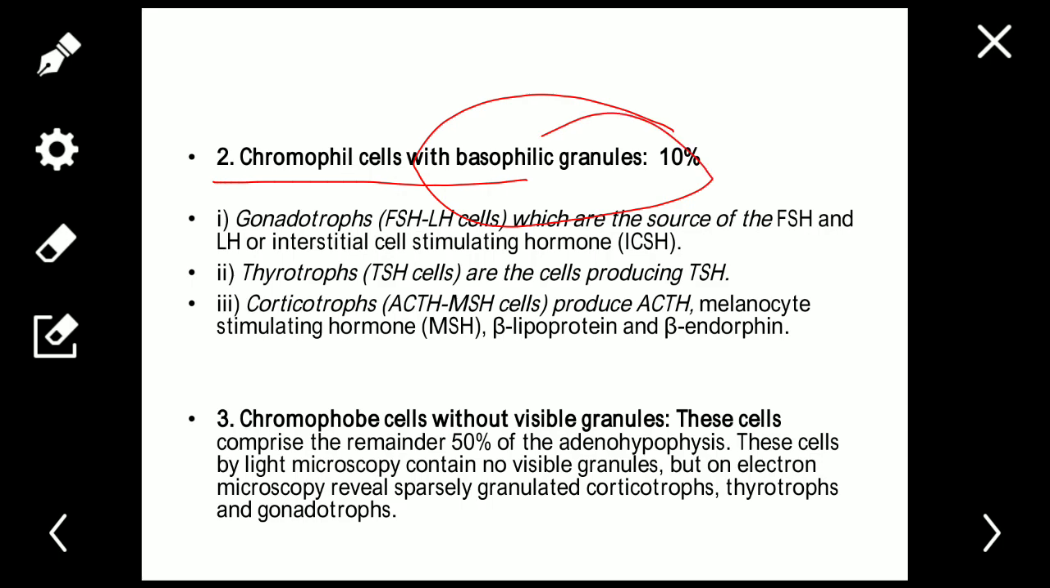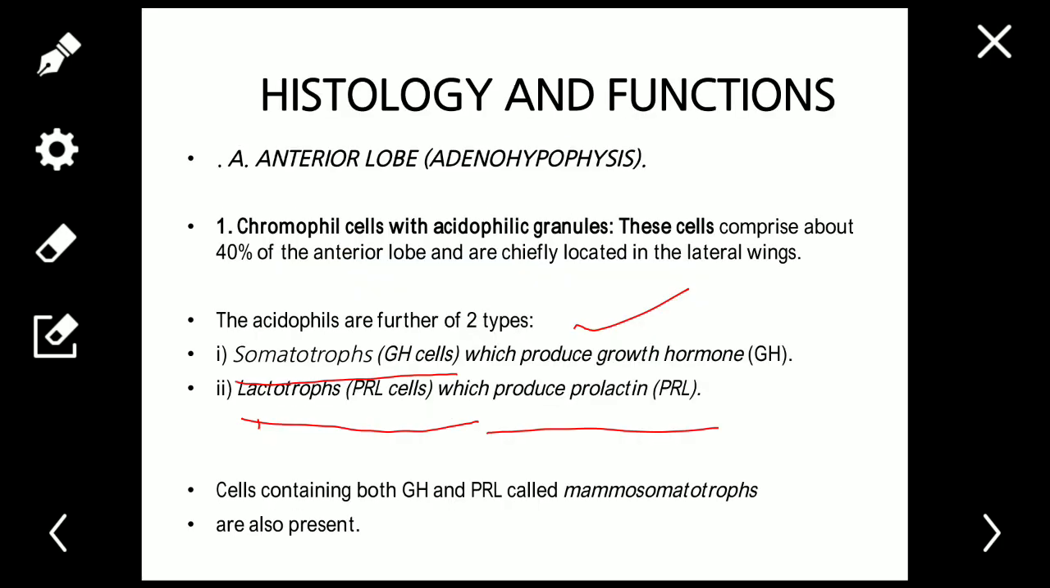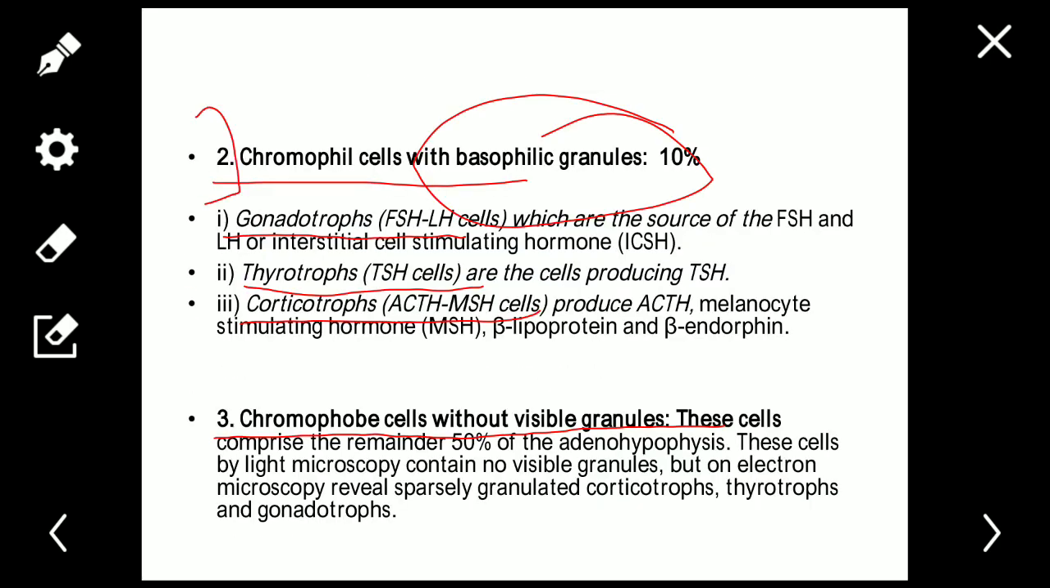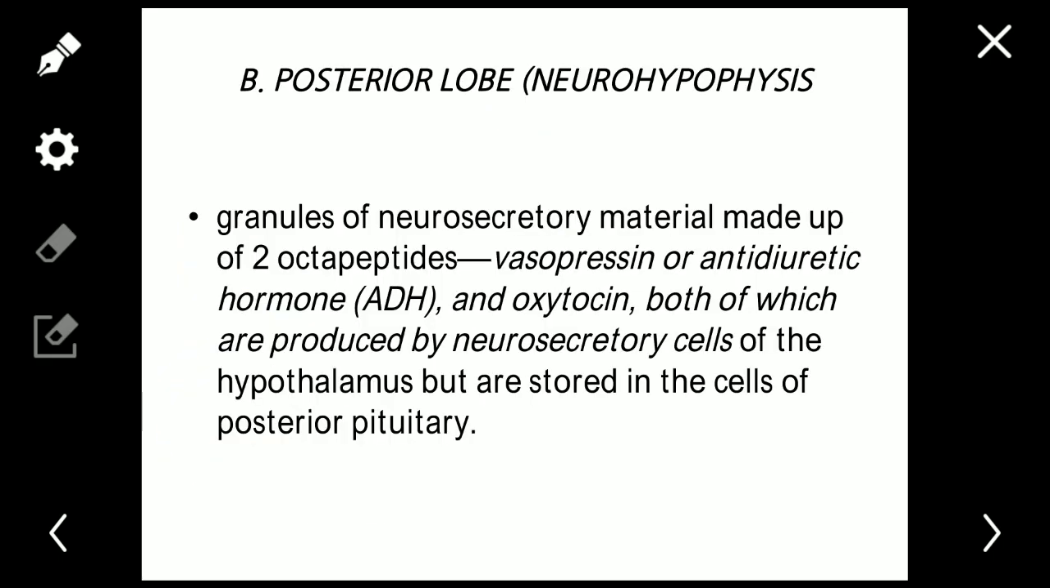In basophilic granules we have 3 types of cells: gonadotrophs, which secrete FSH and LH. Then thyrotrophs, which secrete thyroid stimulating hormone. Then corticotrophs, which produce ACTH, melanocyte stimulating hormone, beta lipoprotein and beta endorphin. Then the third type of cell is chromophobe cells, without visible granules. So we have chromophil cells with basophilic granules, chromophil cells with acidophilic granules, and then chromophobe cells.